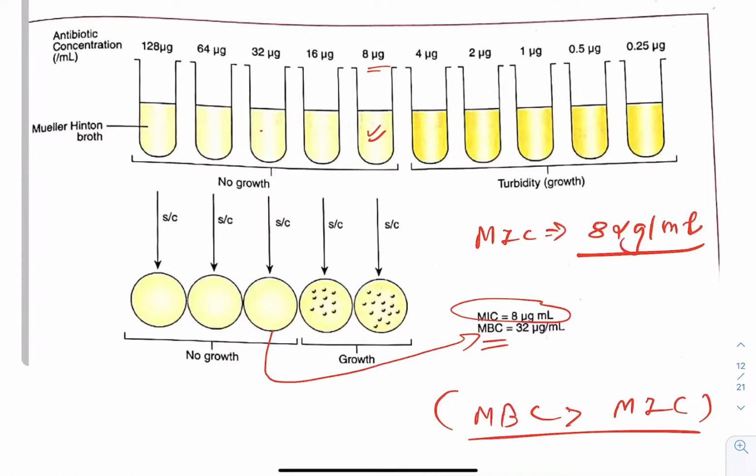Got my point? This is termed as the broth dilution method, by which you can clearly find out the MIC and all. Okay, so this is what is termed as the broth dilution method.